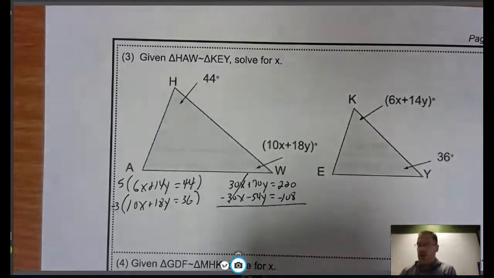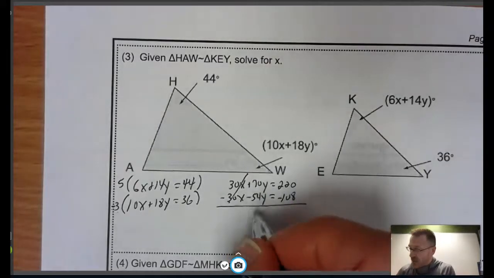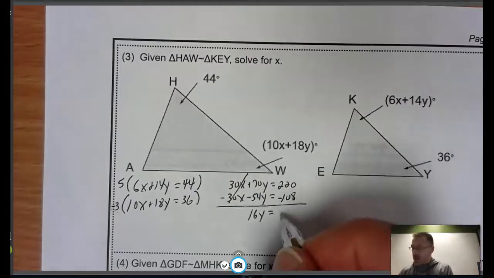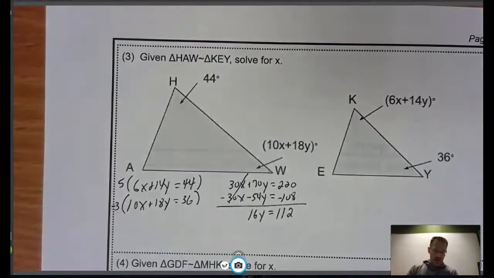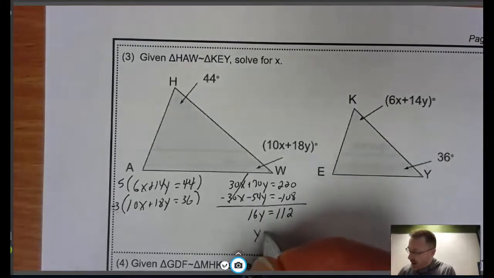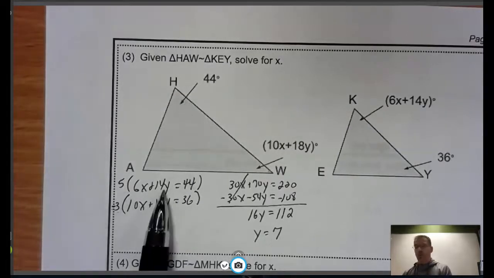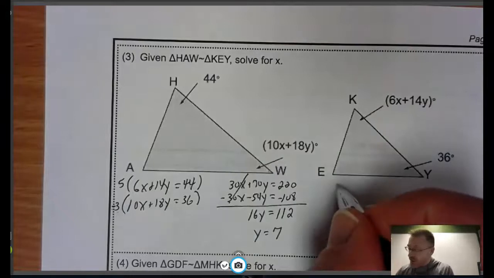And then 70 plus negative 54, 70 minus 54 is 16y. And then 220 minus 108 is 112. And then we can divide 112 by 16. And I can see that y is equal to 7. Now, once I know what y is, I can go back to either one of my original equations. I can plug 7 in for y, and I can solve for x. I'm just going to do that with the first equation there.